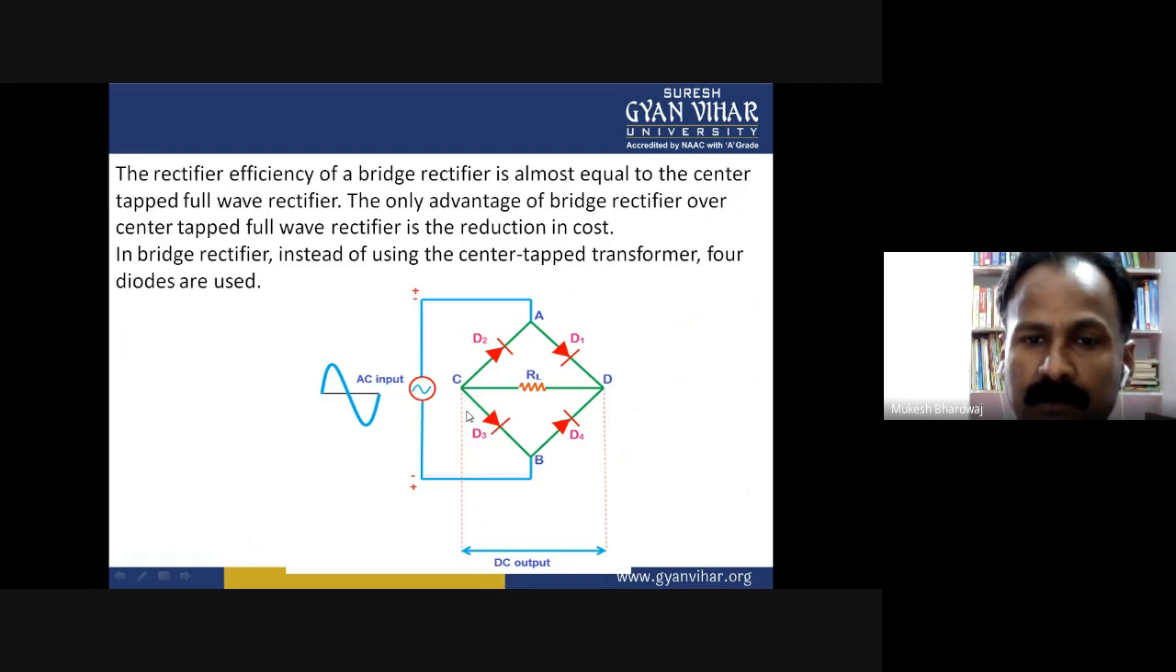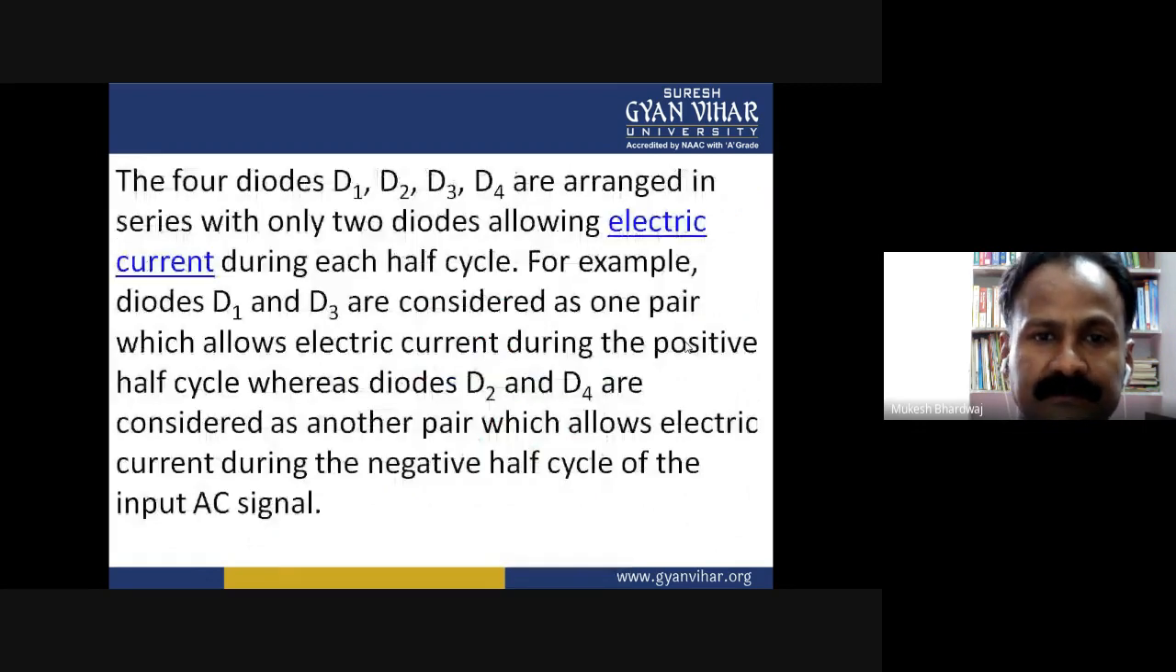When the negative half cycle comes, point B will become the positive terminal and A will become the negative terminal. So D4 will start conducting and the current passes through D4, then RL and then D2, and the cycle gets completed. During both positive and negative half cycles, the diodes alternately conduct and result in an output DC current. D2 and D4 are considered as another pair which allows electric current during the negative half cycle of the input AC signal.